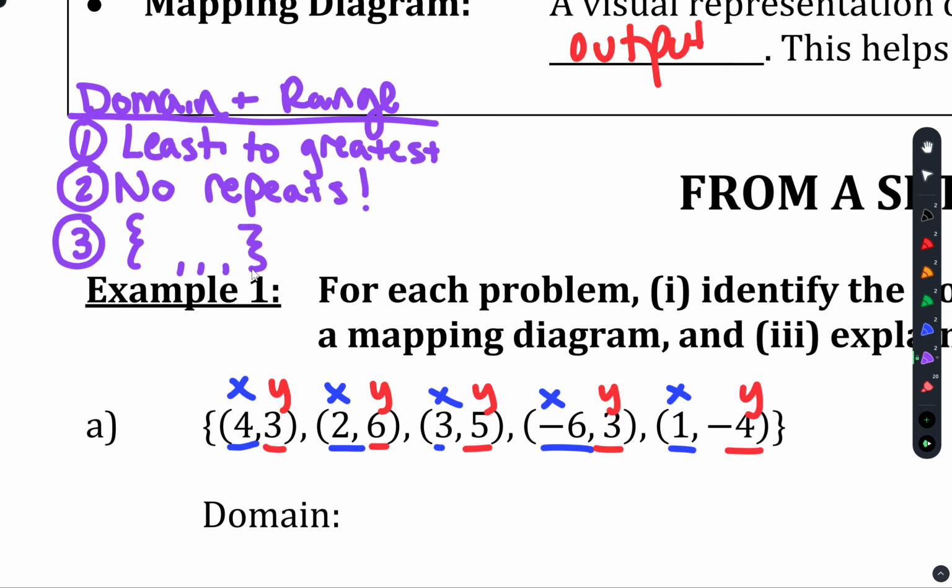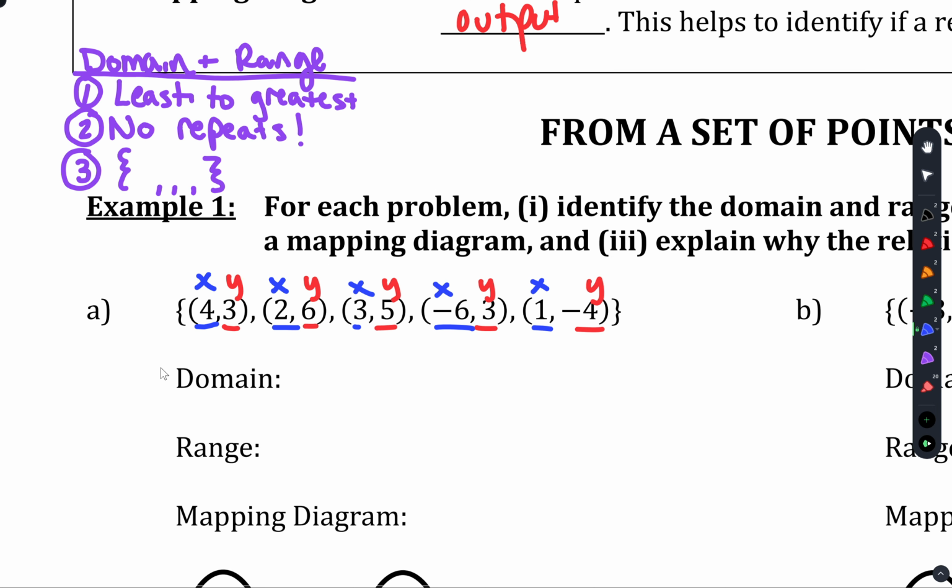Okay, so if I'm looking at the domain, which is this first part of letter A, remember that domain represents all the x values, so I will take every x that I just underlined in that set of values, and I'm going to list them in these curly braces, separated by commas, from least to greatest without repeating the same number twice. So the smallest number on there is -6. Then I have 1, 2, 3, 4. No repeats. They're listed from least to greatest, separated by commas with the curly braces. That's it. That's my domain.